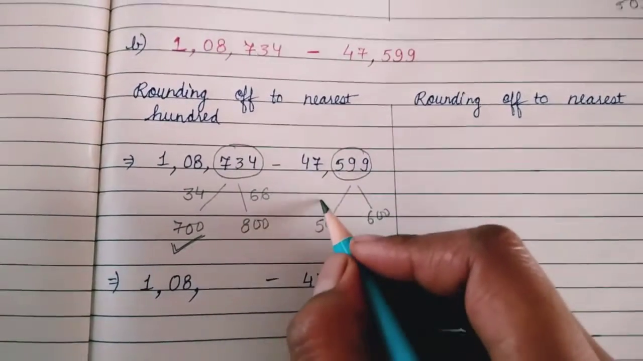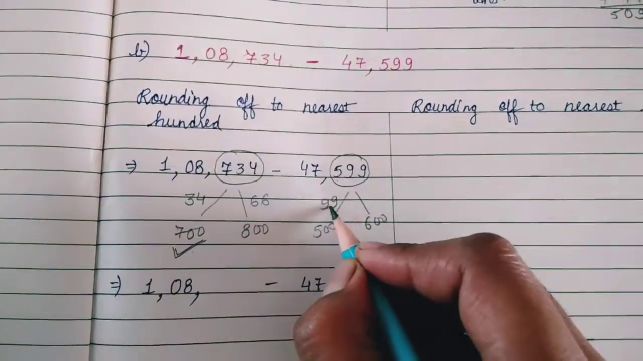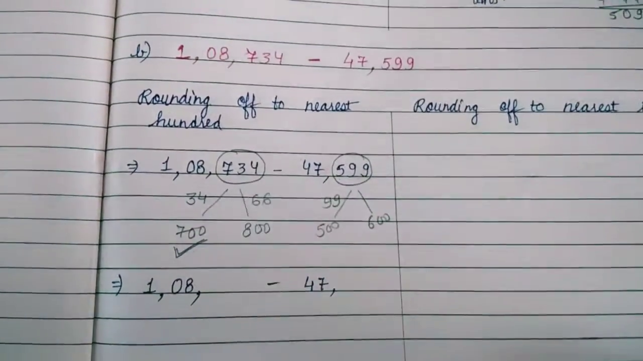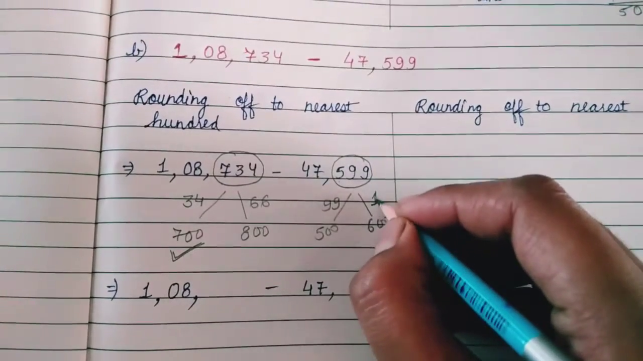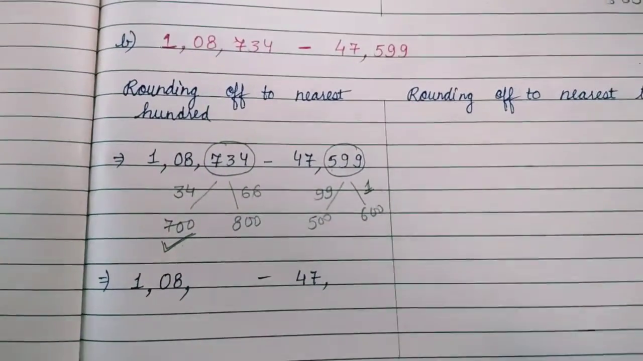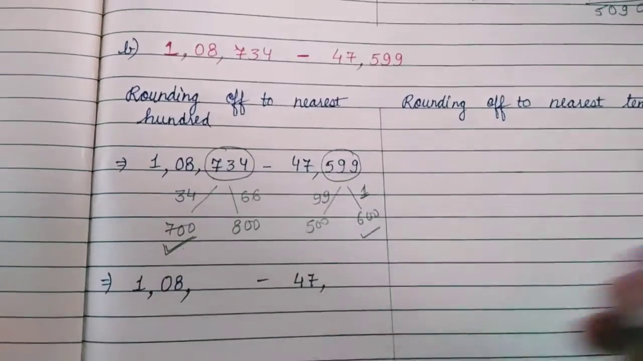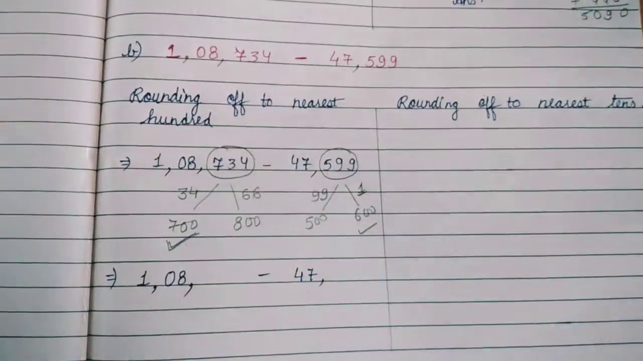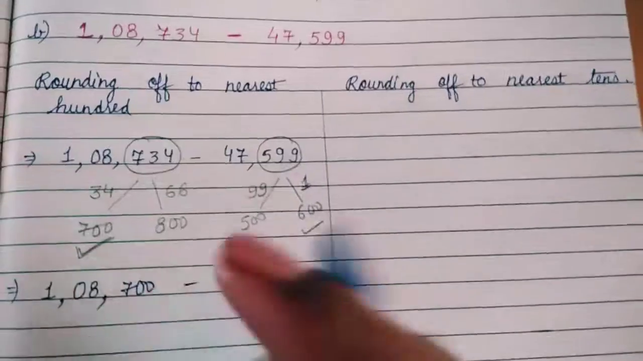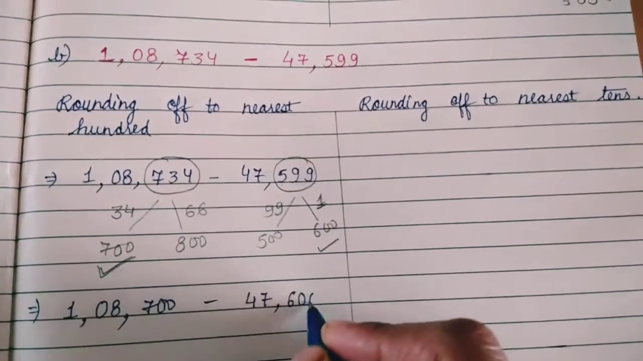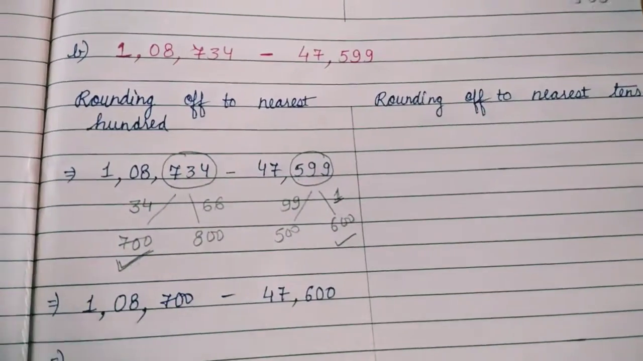Here from 500 we have to take 99 steps to reach 599. But from 600 we have to take only one step. So whom will we choose? We will choose 600. Simply in the place of 734 we will write 700, and in the place of 599 we will write simply 600. Okay. Simply we will do the subtraction.